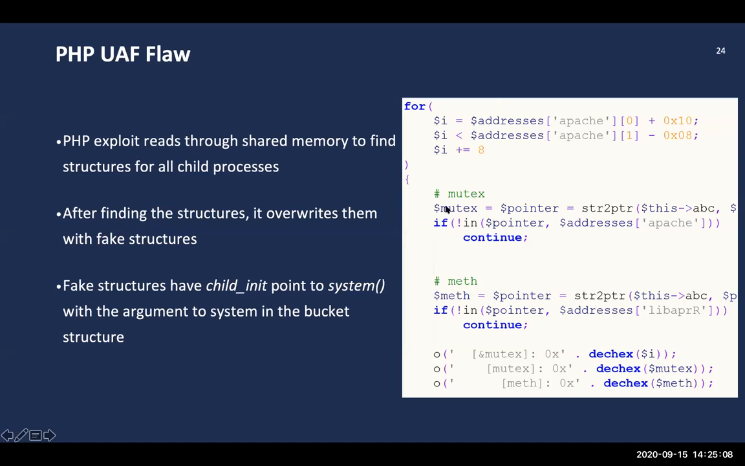So in this vulnerability, the PHP code goes through and reads the shared memory to find structures that represent the child processes in the Apache space. So Apache keeps a list of all of the processes that are doing work and information about the work that's being done. And so the PHP script is going to go through and find all these processes in memory and then overwrite them with fake structures that look reasonable enough to the real structure. But as I mentioned on this previous slide, we're going to overwrite that child init to point to an invalid or a different pointer, a different function than it was intended to.